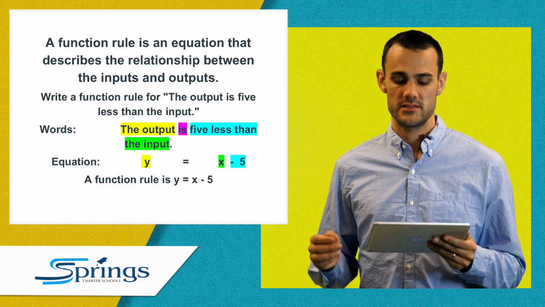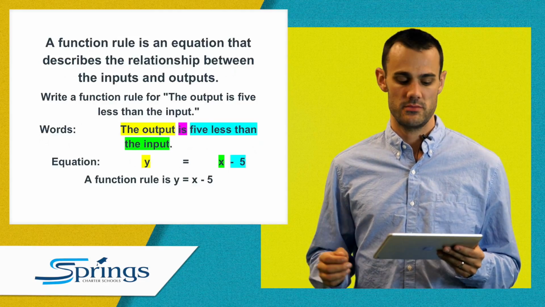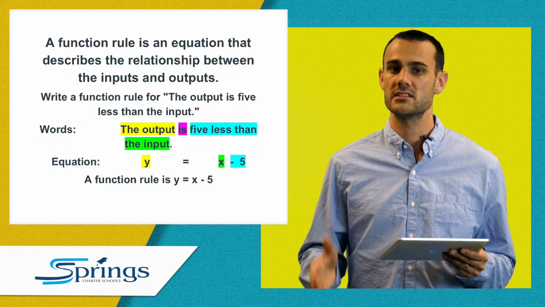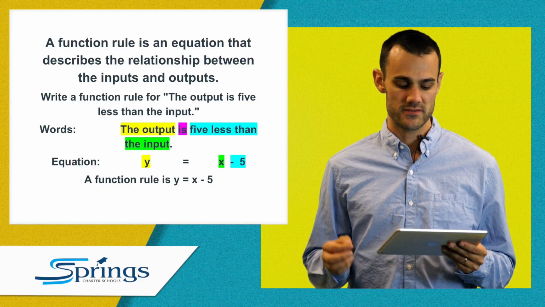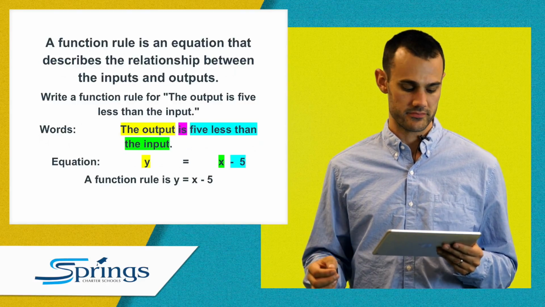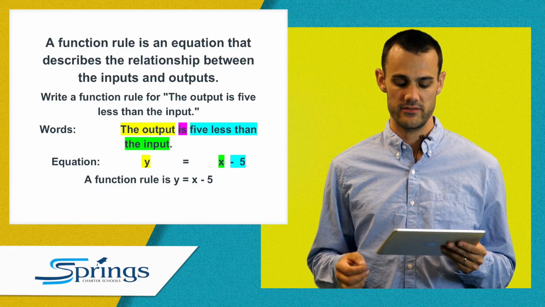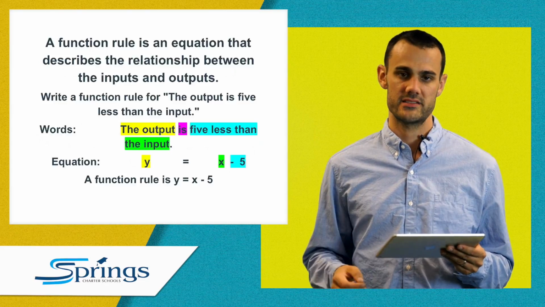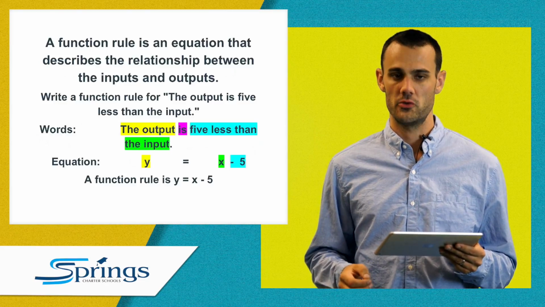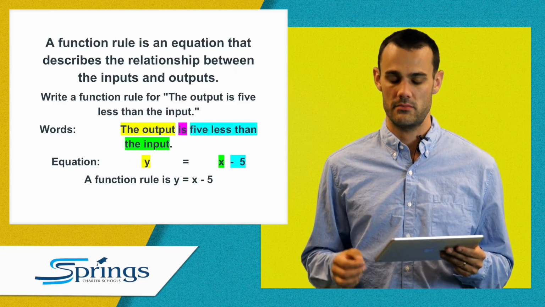A function rule is an equation that describes a relationship between the inputs and outputs. And here's an example. So we're going to write a function rule for this thought. The output is 5 less than the input. So in words, the output is 5 less than the input. So the equation would read y equals x minus 5. And the function rule we would say is y equals x minus 5.